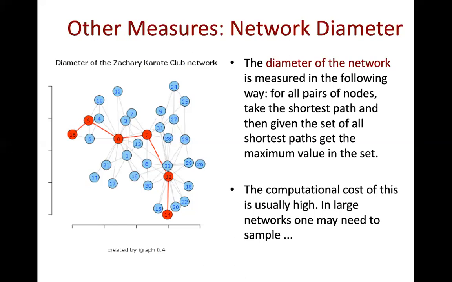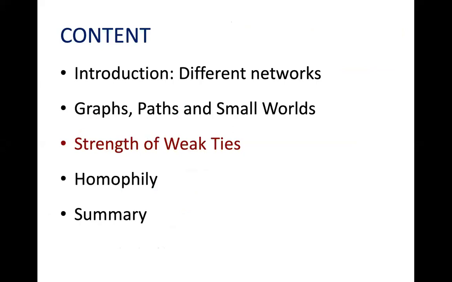The computational cost of this is, of course, also high, right? Because you have to find the shortest paths by Dijkstra, for example, and you take all pairs again. And in a large network, one may need to take a sample of the network to figure out the shortest paths. And this is an example for the karate network from the paper I was discussing.